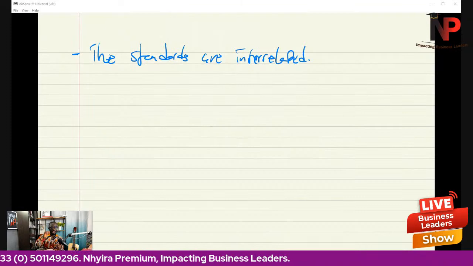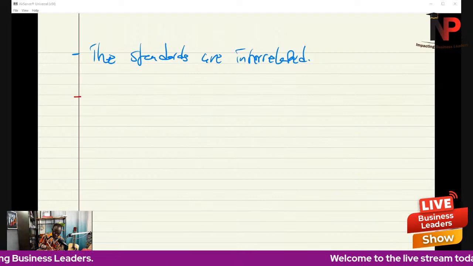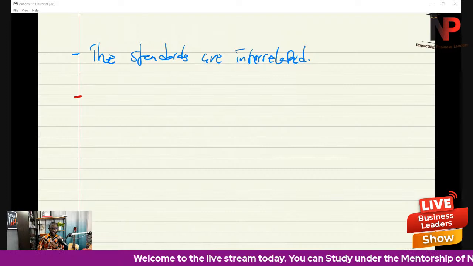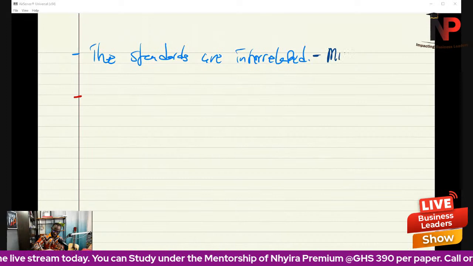Number two, on how to understand the accounting standards to increase your chances of passing the examination. So understanding that the standards are interrelated, it's more or less like a mindset issue. Okay? It's a mindset issue. That is something you must know.